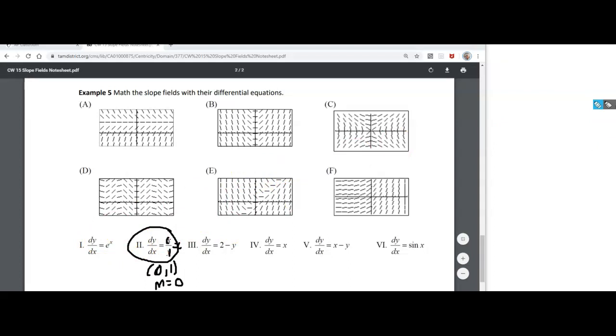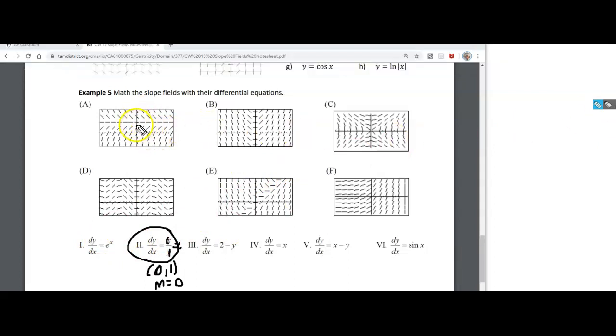There's a couple of them up here that have a slope of 0 at 0, 1. Like here, this one has one. This one has a slope of 0 at 0, 1. This one probably does as well. This one definitely does not. This one does not. This one looks like it may actually. Can't really tell where it's at, but it's somewhere in there. So we've narrowed it down to these 4.